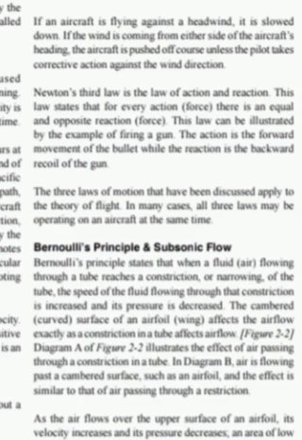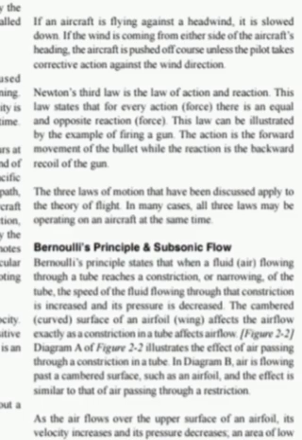Bernoulli's principle in subsonic flow. Bernoulli's principle states that when a fluid, air, flowing through a tube reaches a constriction or narrowing of the tube, the speed of the fluid flowing through that constriction is increased and its pressure is decreased. The cambered or curved surface of an airfoil, the wing, affects the airflow exactly as a constriction in a tube affects airflow.